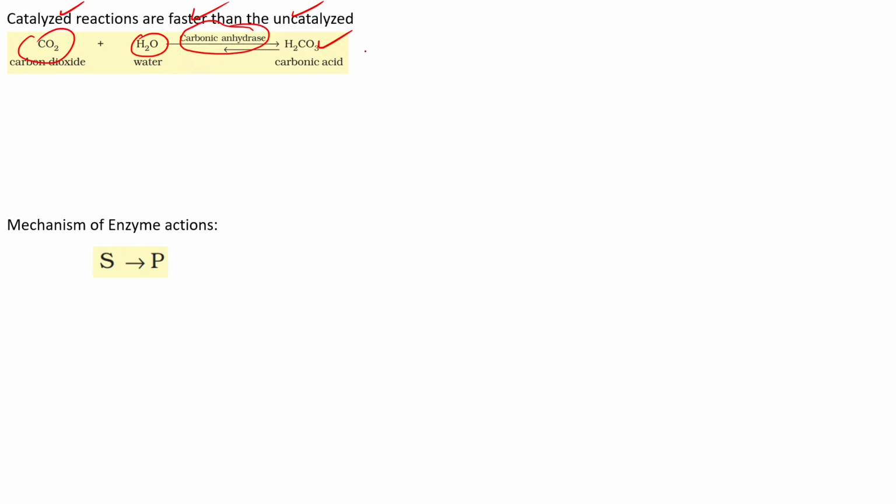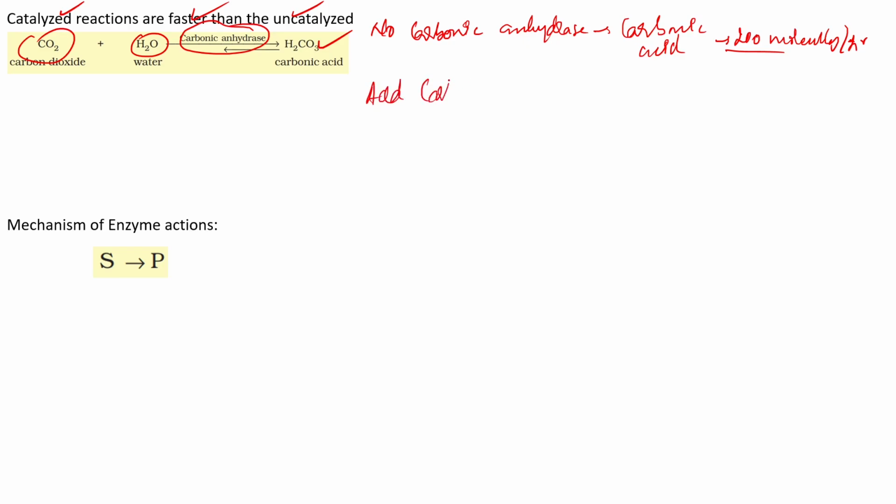Now when there is no carbonic anhydrase, you can see that the rate of formation of carbonic acid is around 200 molecules per hour. The formation of carbonic acid is very low when there is no carbonic anhydrase. However, if we add carbonic anhydrase, you can see that the formation of carbonic acid increases. It is going to be around 600,000 molecules per second, right?